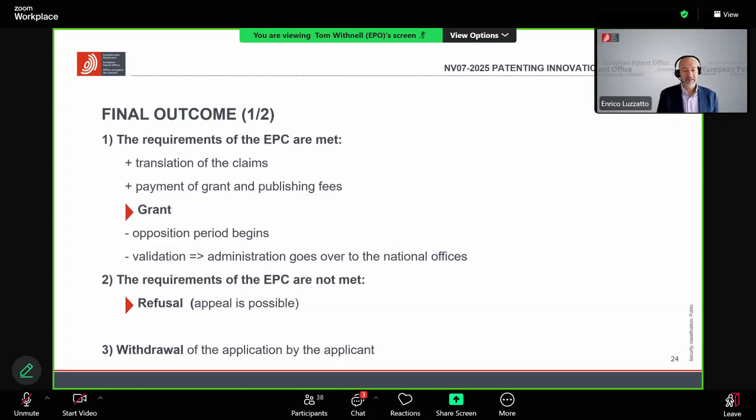The requirements are not met. The examining division refuses the patent application. This can be appealed, as we saw, or the applicant themselves say, no, we were no longer interested, maybe for various reasons. I remember as a young examiner, I had just joined the substantive examination Director General.